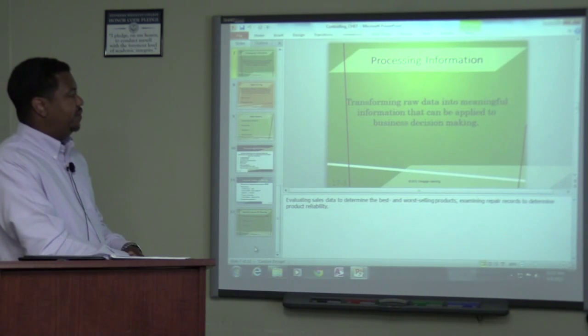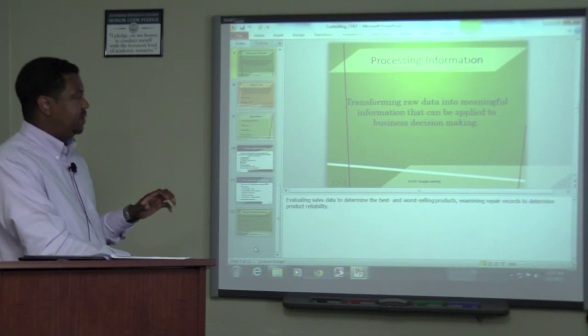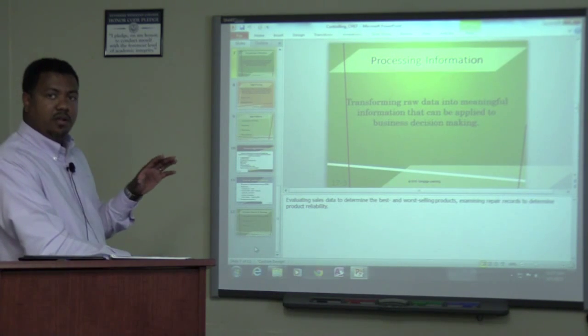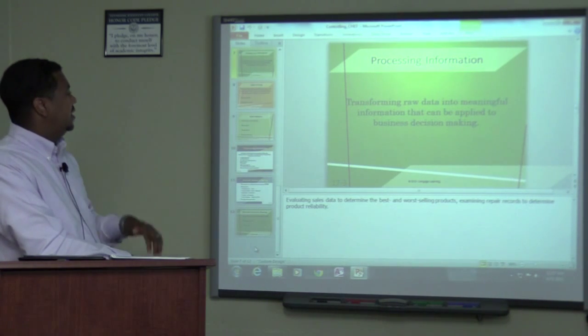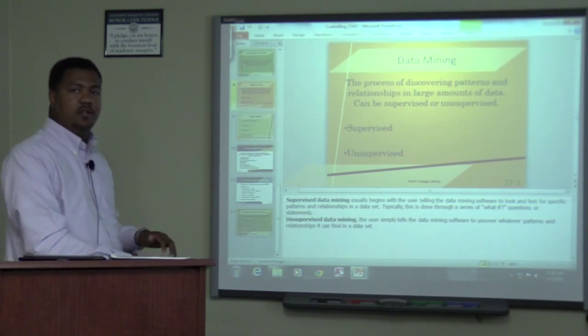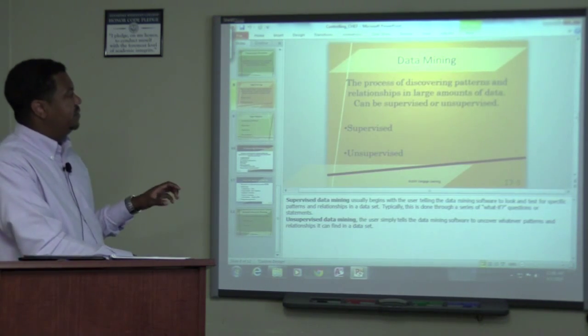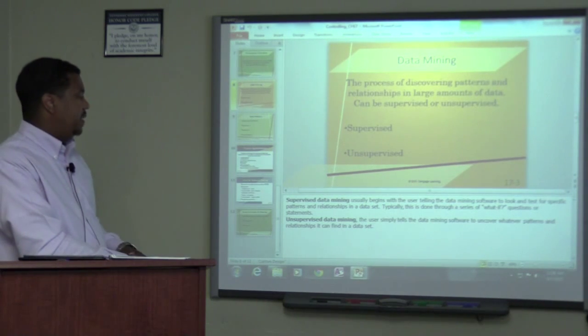Think about it from a perspective as if we know the customer experience of having this particular product, which particular product is generating the most success, which particular product is generating the least success. So we need to use this information in order to make those types of concrete decisions. A good way to do that is data mining, which is the process of discovering patterns and relationships in a large amount of data. It can be supervised or unsupervised.